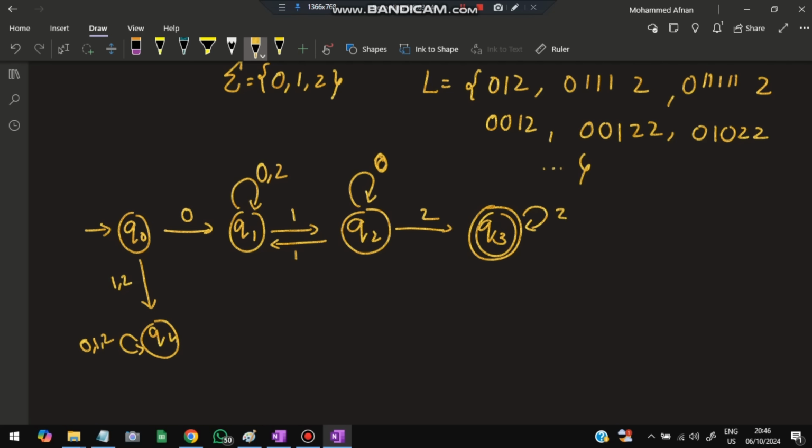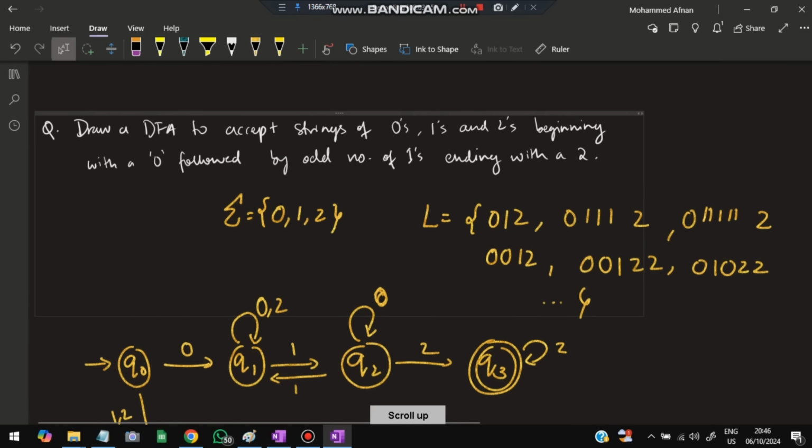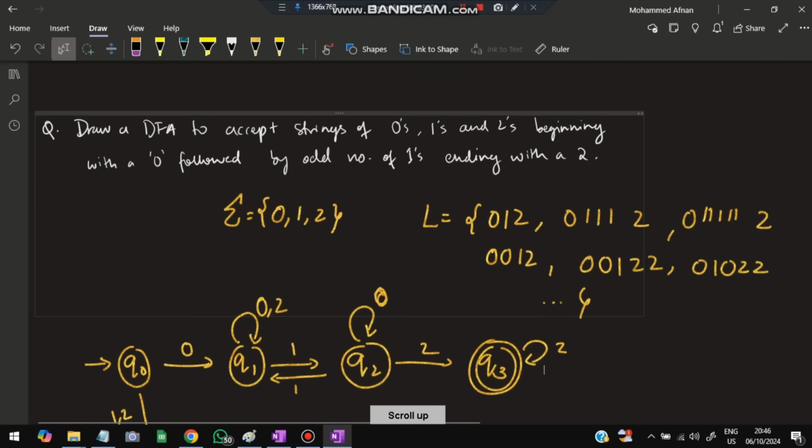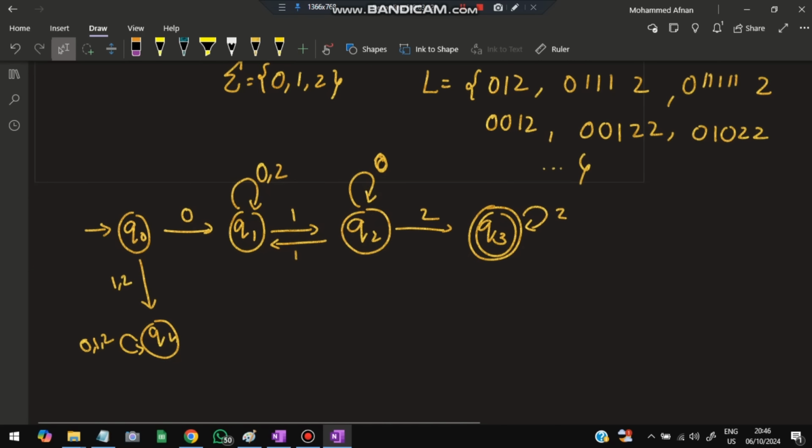2 will be a self loop. It should be ending with 2, right? Followed by and ending with a 2. And here, if 0 and 1 come, what will happen? If 0 comes, it should go back here, nearest it. Because it should end with a 2, it cannot end with 0. This is the nearest it.